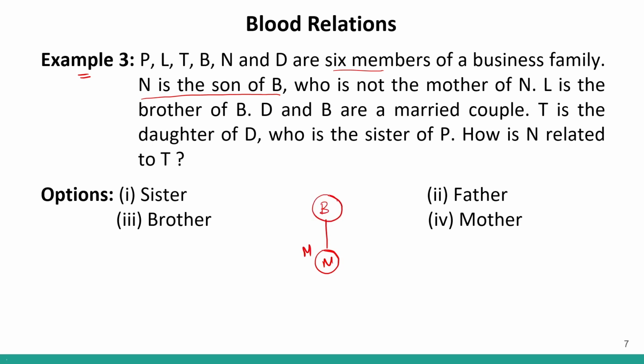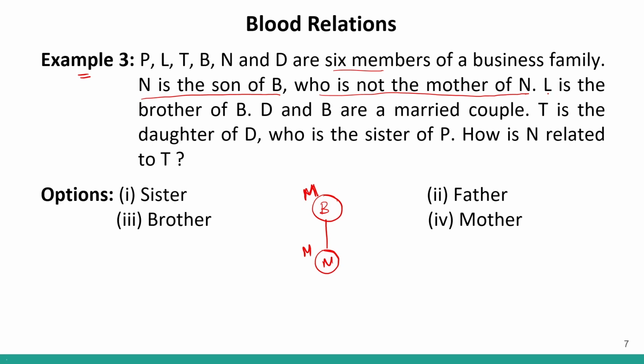B's gender is not known. N is the son of B, who is not the mother of N. So B is the parent of N but not the mother. That means B will be the father. So B will be male.